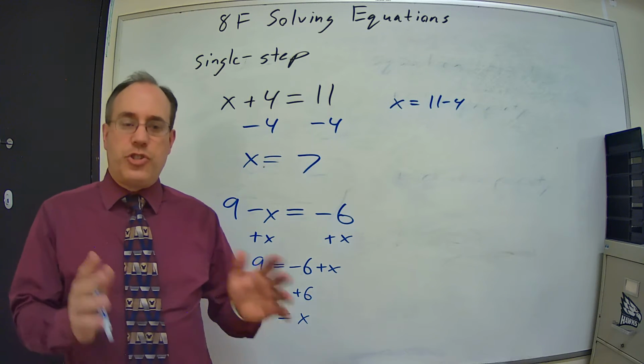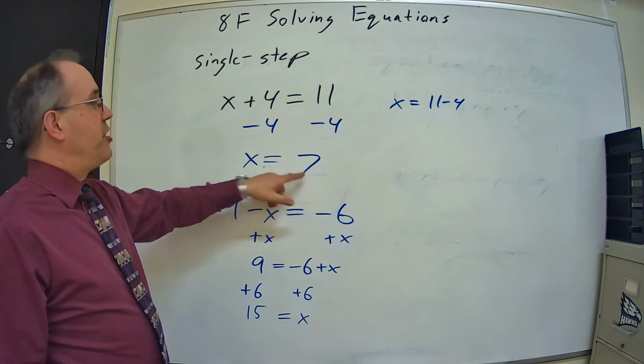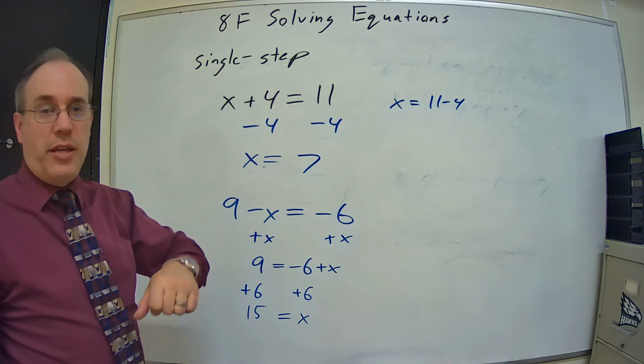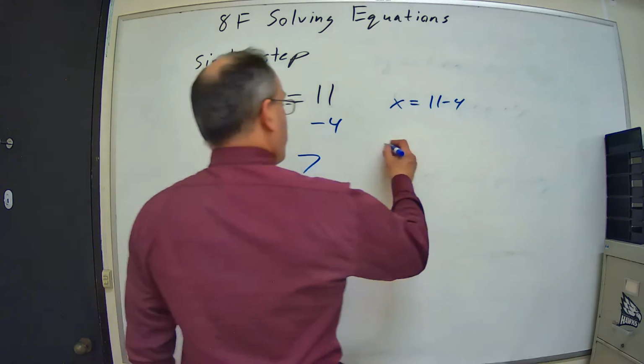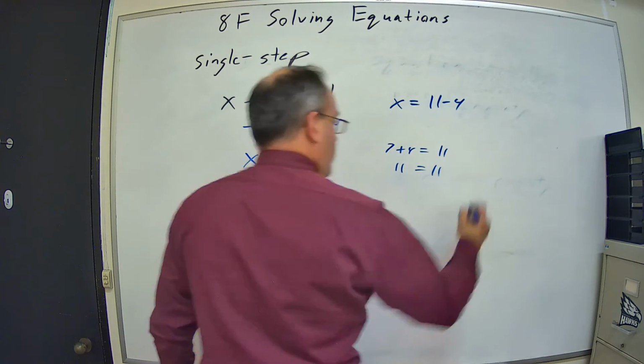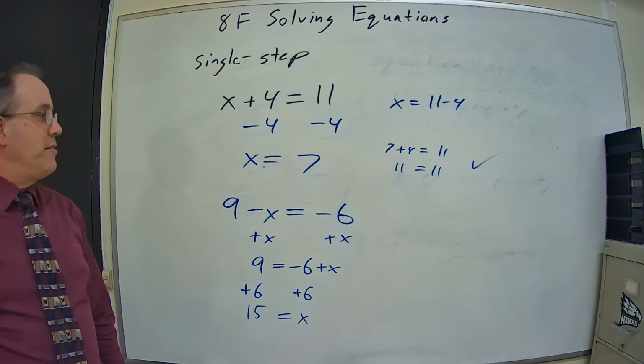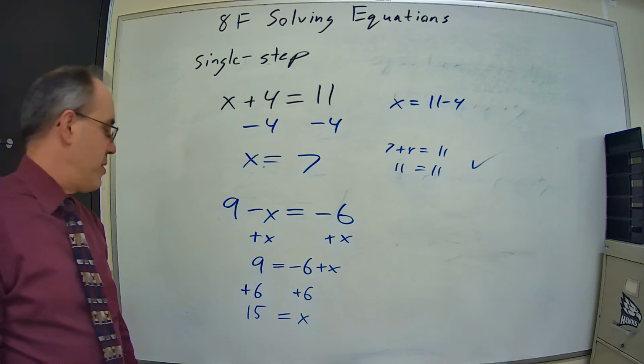Now let's take a quick look and go back at these and check. Sometimes you see things as solve and check. So we solved and found x is equal to 7. The check is going back in and plugging it in and making sure it works. So 7 plus 4 is equal to 11. 11 is equal to 11. Check. It's good.